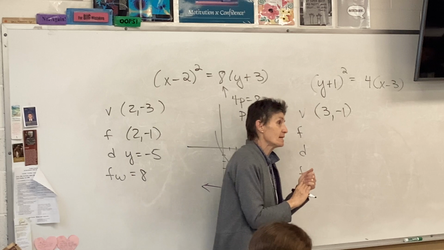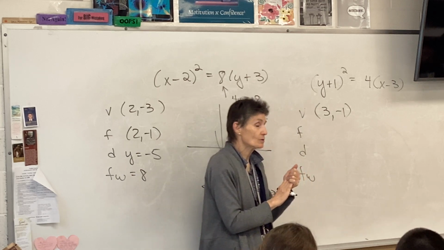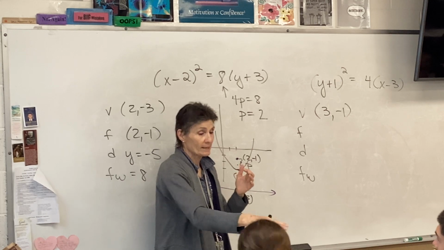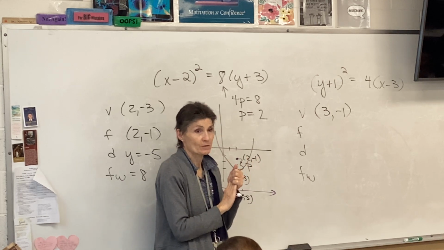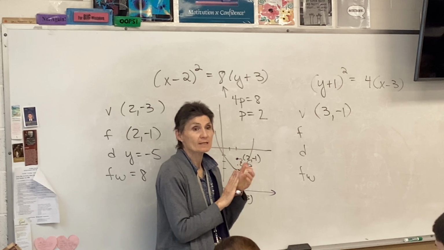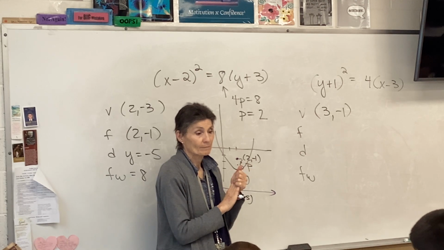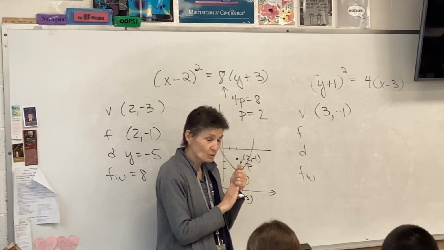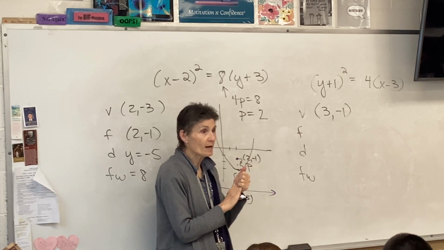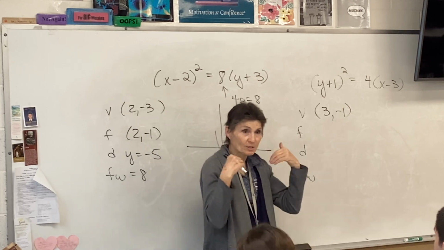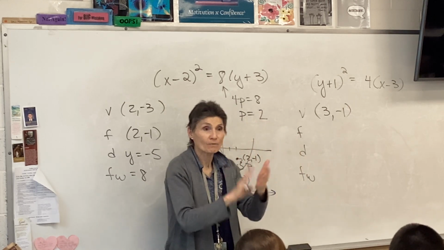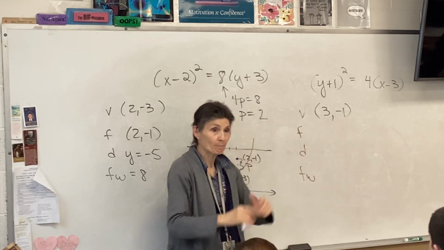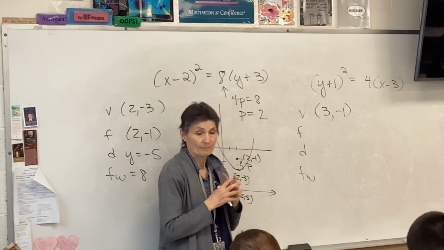Okay, do I have everyone's attention? X has to go first. Okay? So the vertex is (3, -1). I didn't write -1. Of course you did. That happens all the time. That's why I'm trying to get you to pay attention and listen to me. X has to go first. No matter what the order is of the equation, when you write that point, it's X comma Y.